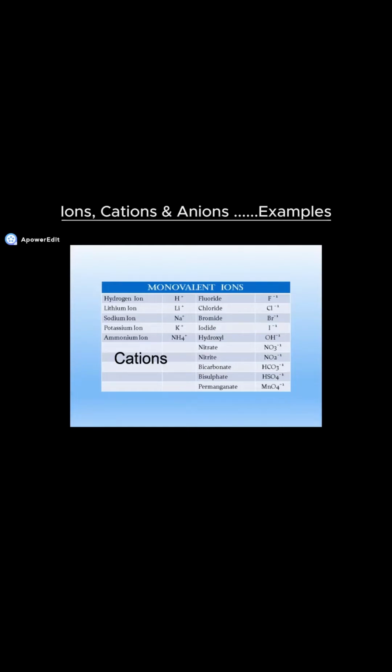Why all of these are monovalent? Because there is only one charge, but the negative is there, that is why we call them monovalent anions.